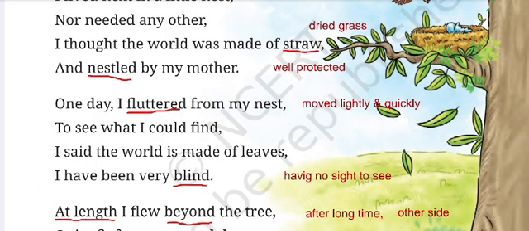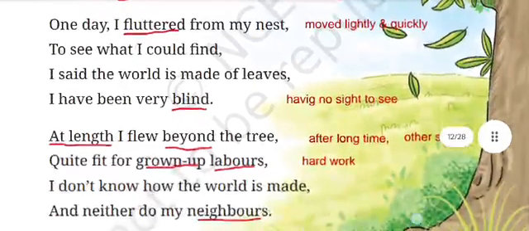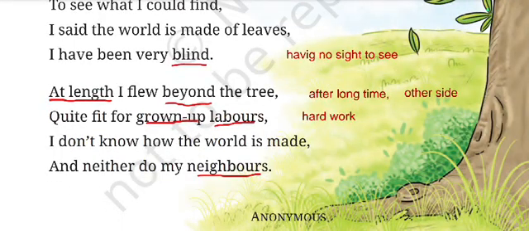Later, the little bird flew from her nest to see what she could find. Then she told herself that the world is made of green leaves, which she found on the tree, and felt that she had been wrong in her thoughts about the nest and the world before. Later in the last stanza, the bird flew far away from the tree, just like a grown up hard-working bird. Now she realized that she still did not know how the world was made. Neither did her neighbors know about it.